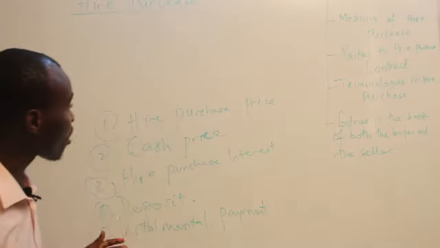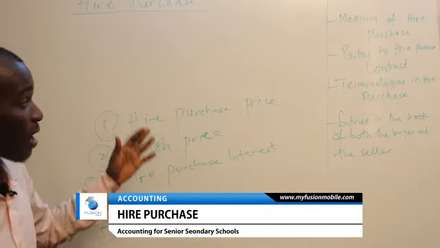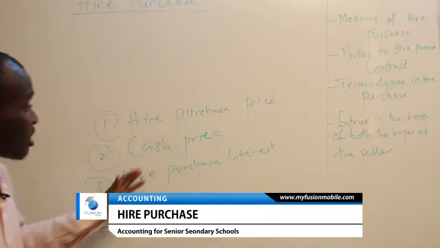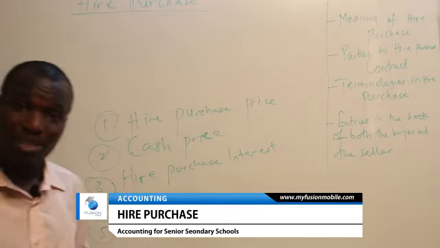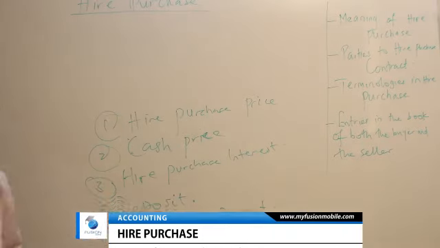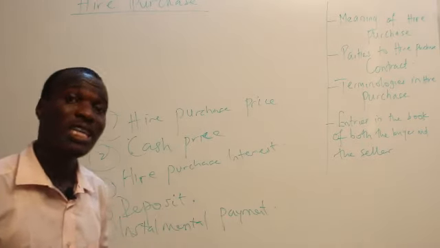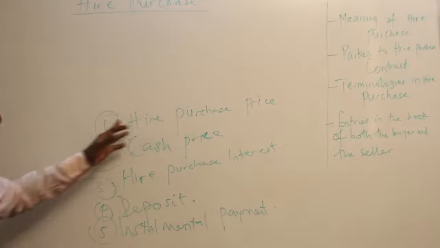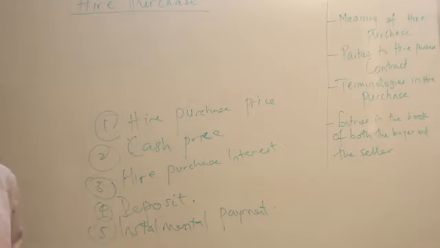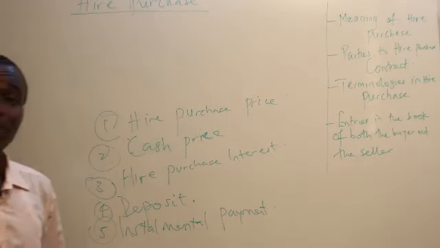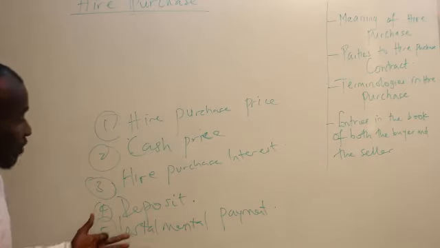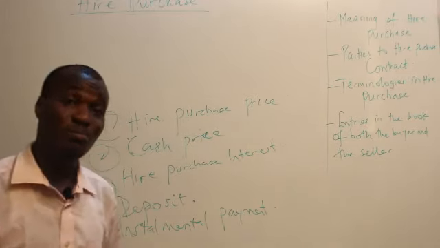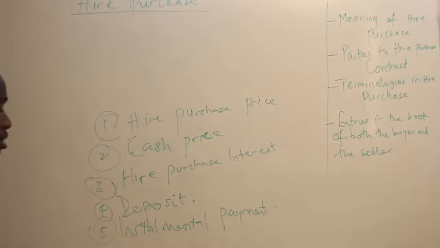So these are the terms to be used. The hire purchase price is the price of the item if the goods are to be bought on hire purchase. The cash price shows the normal selling price if it is not bought on hire purchase. Then we have the hire purchase interest, which is the interest to be paid by the buyer. So the hire purchase price is the cash price plus hire purchase interest. Now we have the deposit, the initial payment to be made by the buyer for the hire purchase contract to commence. We also have the installment payment, the fixed regular payment to be made by the buyer in the contract. So I think that is all about the terminologies in hire purchase.